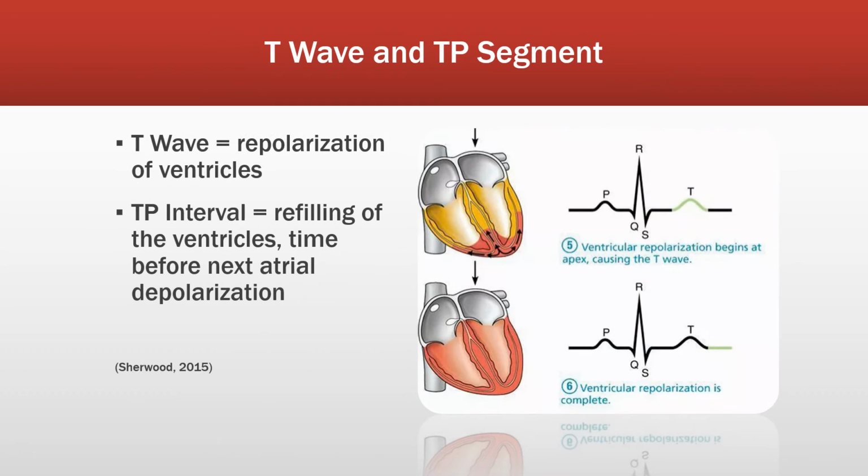Now that the ventricles have gone through depolarization, they must repolarize. This repolarization is represented by the T wave. Once the ventricles are repolarized, they then enter a state of relaxation where their chambers are refilled. This filling time is indicated by the TP segment or TP interval, which lies between the repolarization of the ventricles and the next depolarization of the atria.